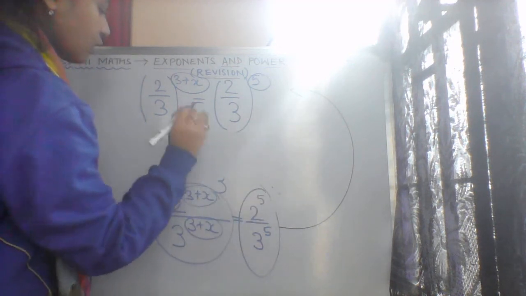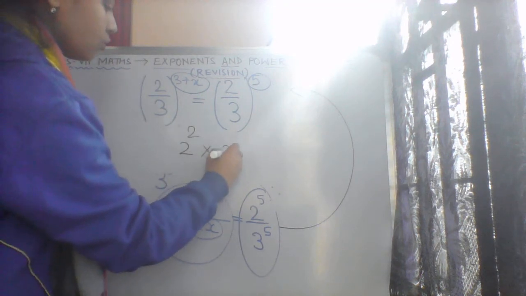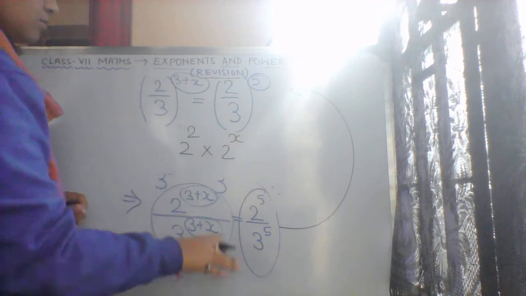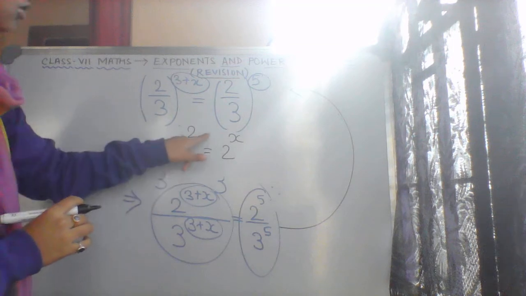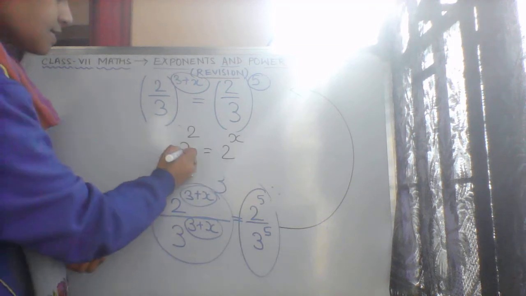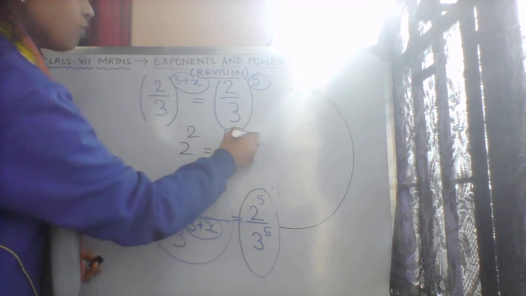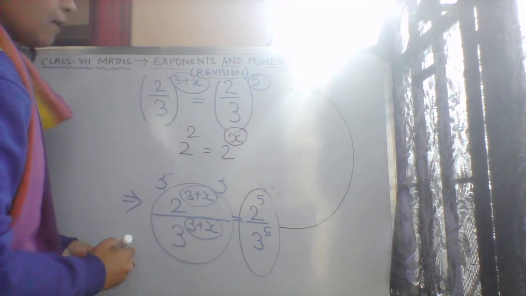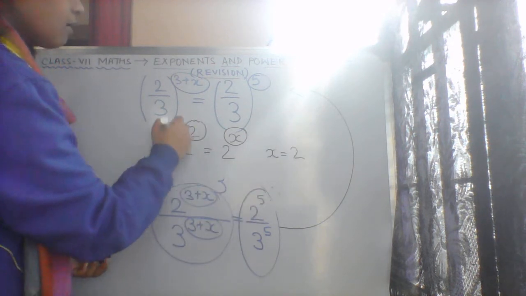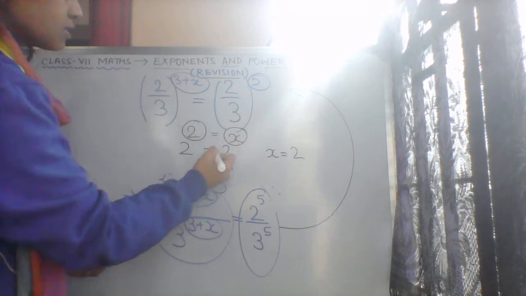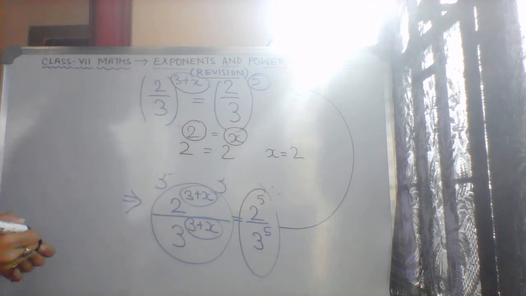For example, I am taking 2 square equal to 2 to the power x. So when these two terms will be equal, the base is the same over here. They will be equal when the value of x is also 2. What is the value of x? x equals 2. So when this power equals that power, only then the two terms 2 square and 2 to the power x will be equal.